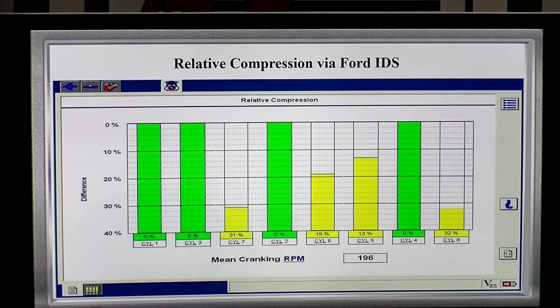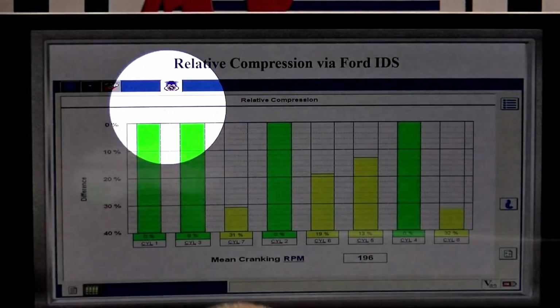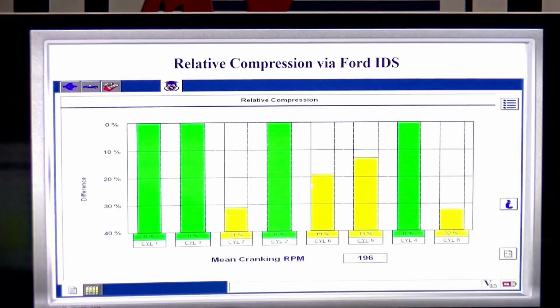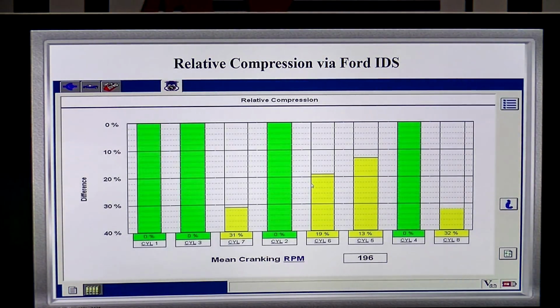Now, how many of you use relative compression? Well, here, if you're on Ford, on the toolbox, the IDS has this, and we have a relative compression test. Stop! You're not going to be throwing parts at this car. Why? We've got a mechanical problem. That's right, a mechanical problem.